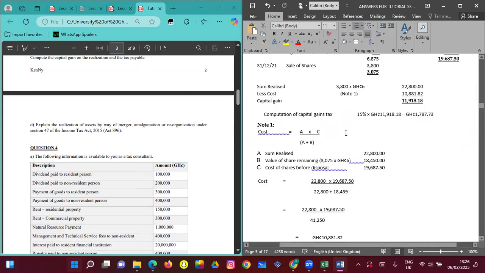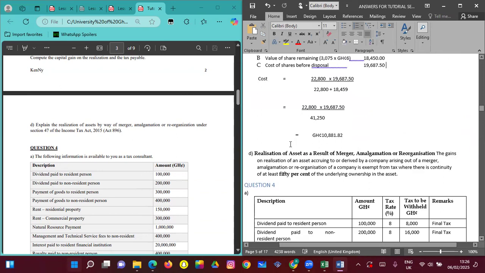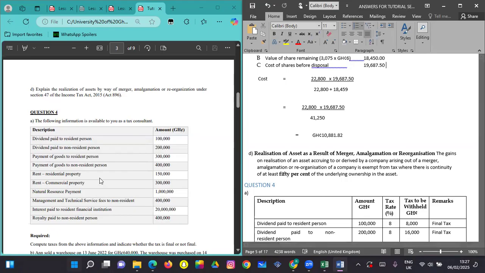So D, explain the realization of asset by way of merger, amalgamation, reorganization under section 47. Realization of assets as a result of merger, amalgamation, or reorganization: the gain on realization of an asset accruing to or derived by the company arising out of merger, amalgamation, or reorganization of a company is exempt from tax where there is continuity of at least 50% of the underlying ownership. So if the reorganization came, and there is at least 50% ownership still in the assets, then there is no realization of the assets. So this was the exempt part.